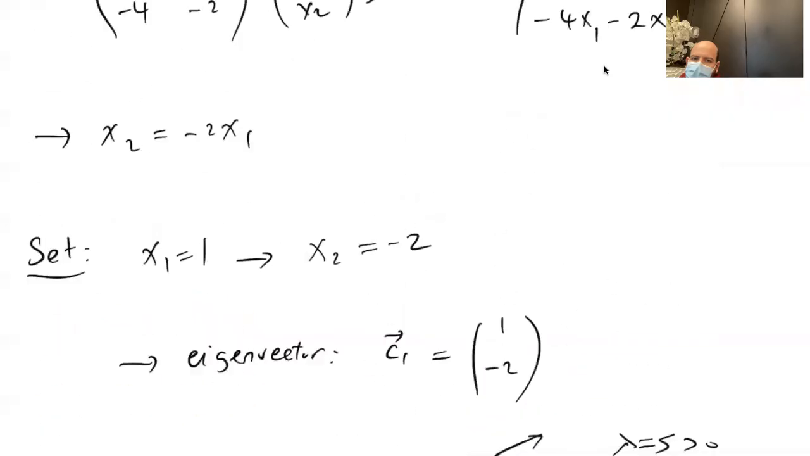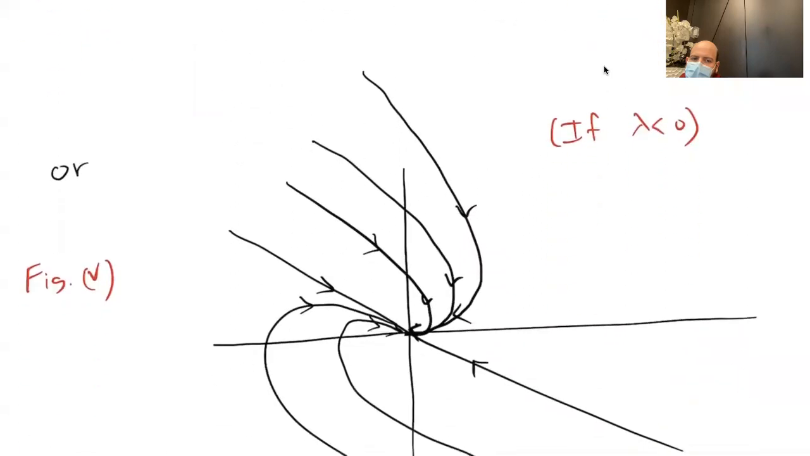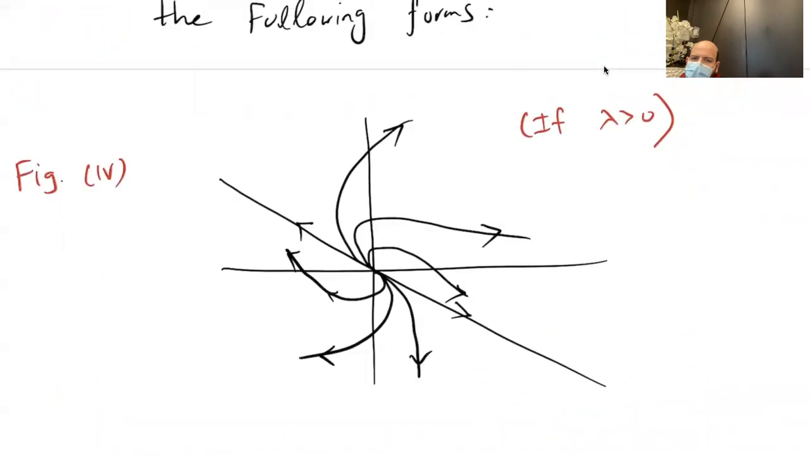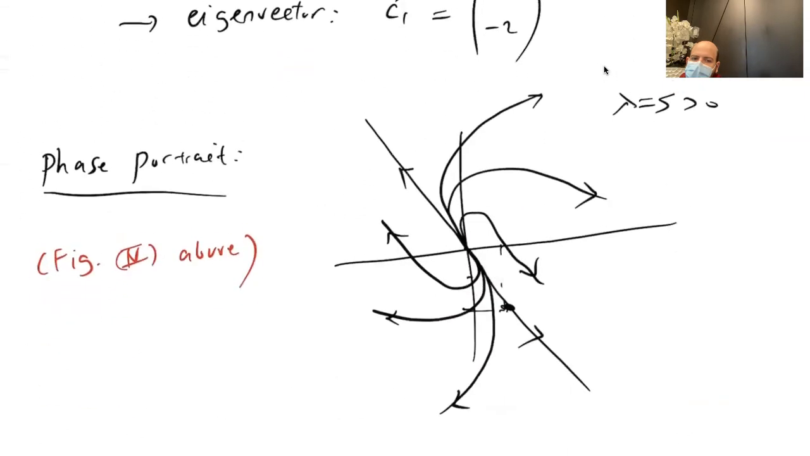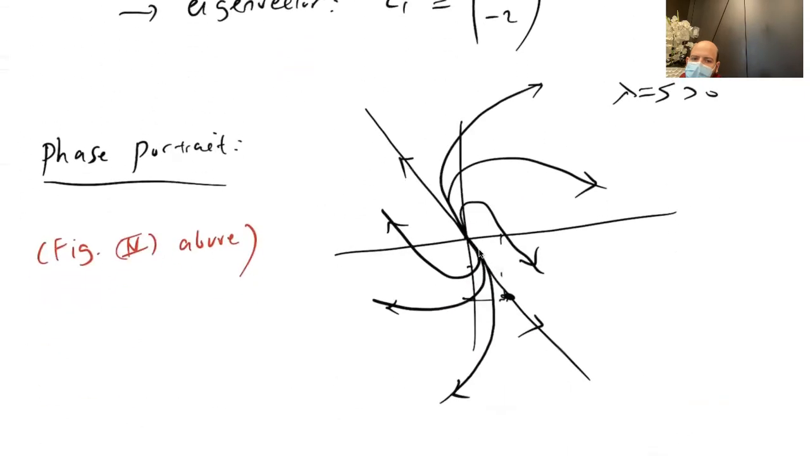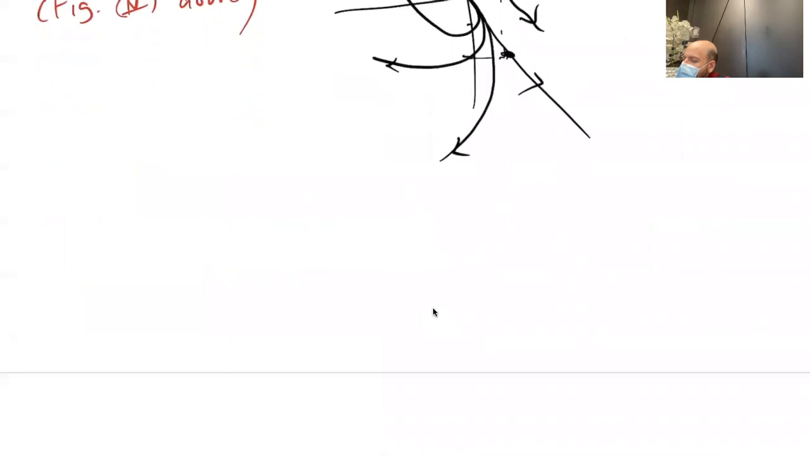So here, I called this one figure 4. I think my screen froze for a few seconds, but I called this figure 4, this one figure 5, this one positive eigenvalue, this one negative eigenvalue. Here we have a positive eigenvalue where we get farther and farther from the origin along the eigenvector. And then, we said that we use figure 4 above to sketch the phase portrait in this case. And here lambda is 5, which is a positive number. Now, this is a phase portrait.